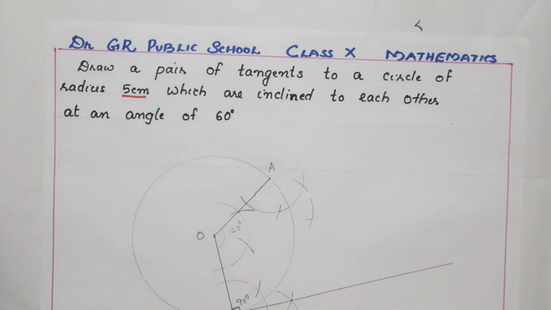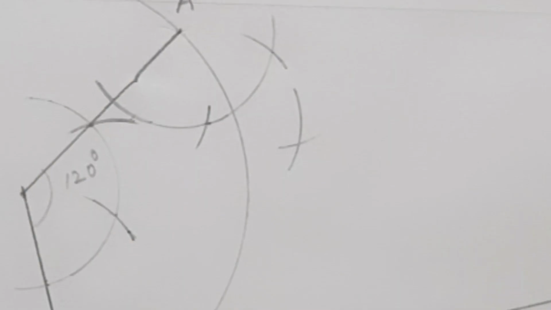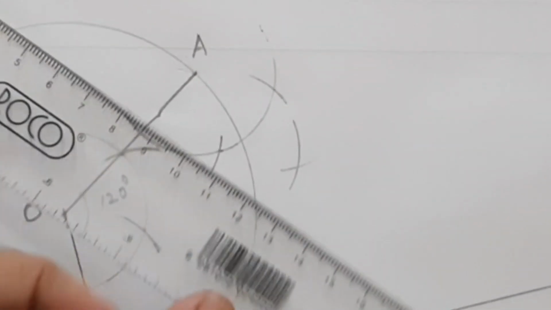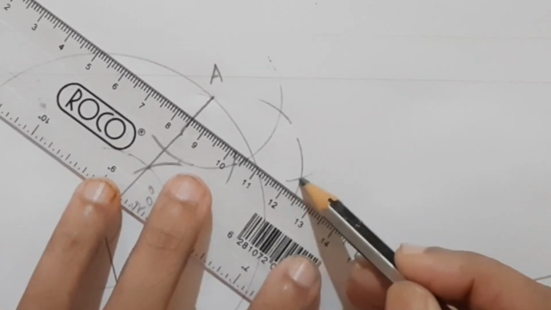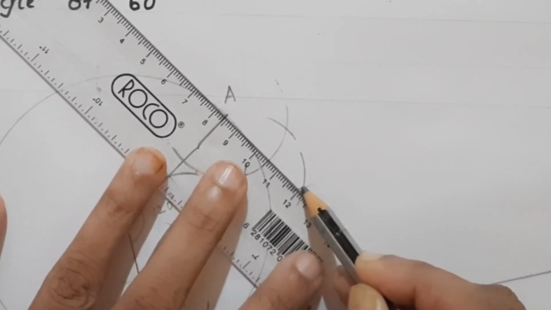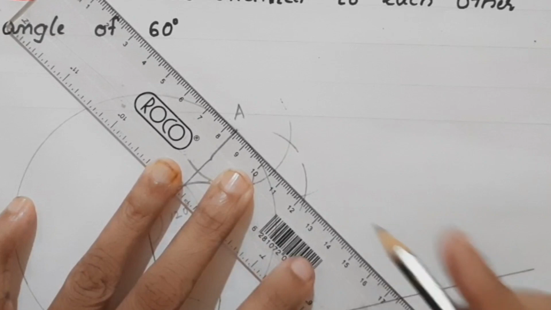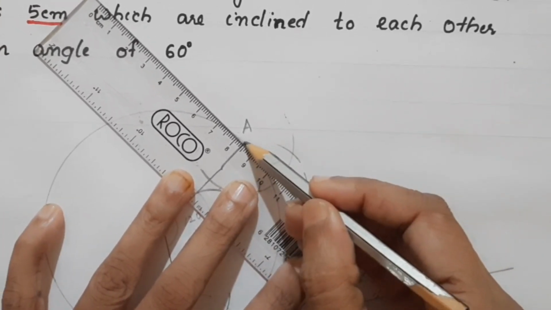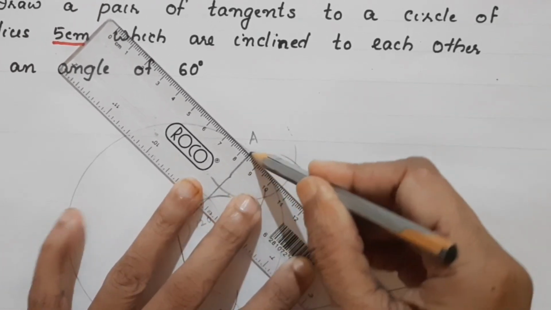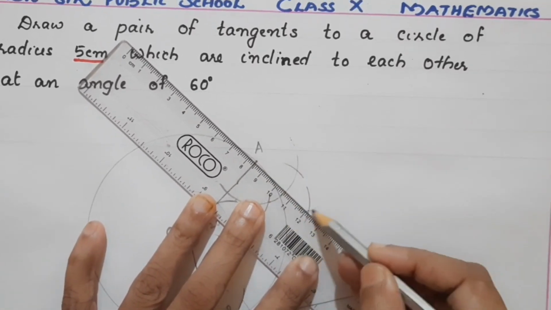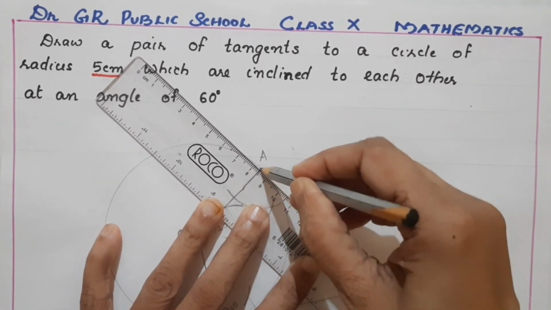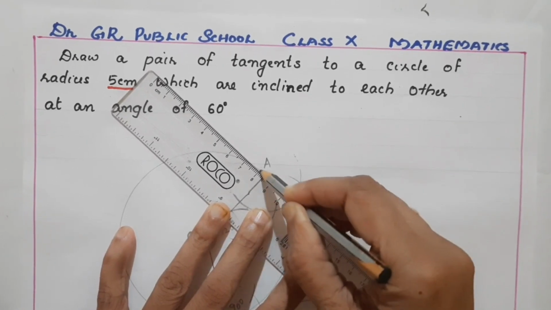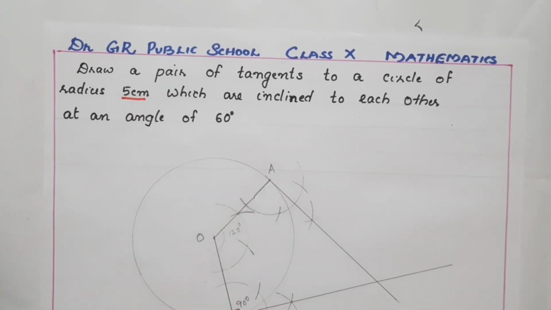Okay. Now again join these two points, A and this point, to draw the tangent. So the two tangents are meeting at this point.